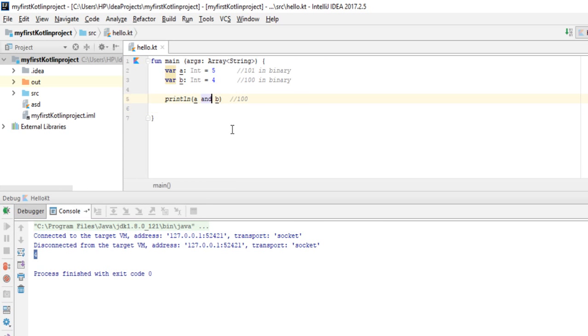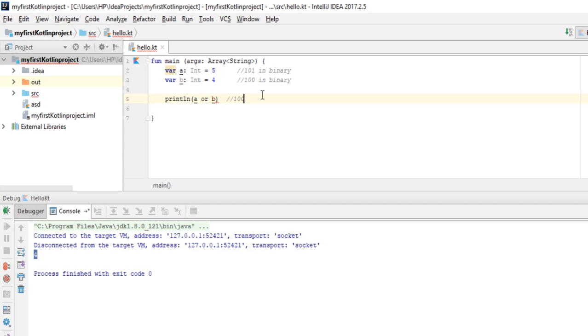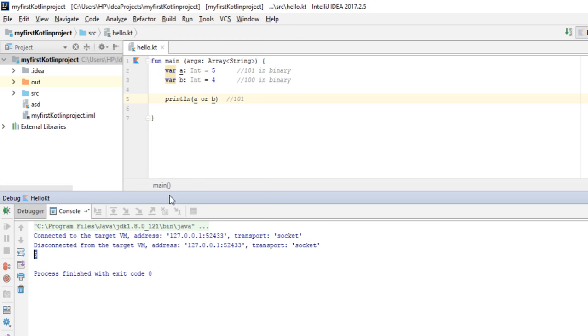Now we will use the OR bitwise operator, and to use this you will write a or b. It means that if both of the bits are 1, the result is 1. If both of the bits are 0, the result is 0. If any of the bits is 1, the result will be 1. So the result will only be 0 when both of these bits are 0, and if any of these bits is 1, we will have 1 on the output. Debug, and you can see 101 equals 5, and you can see 5 is printed.